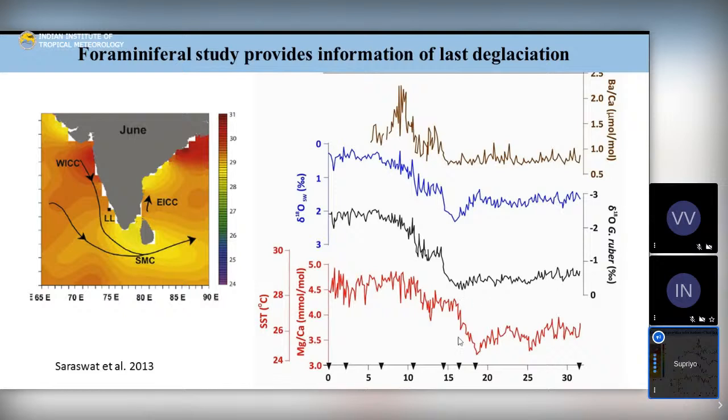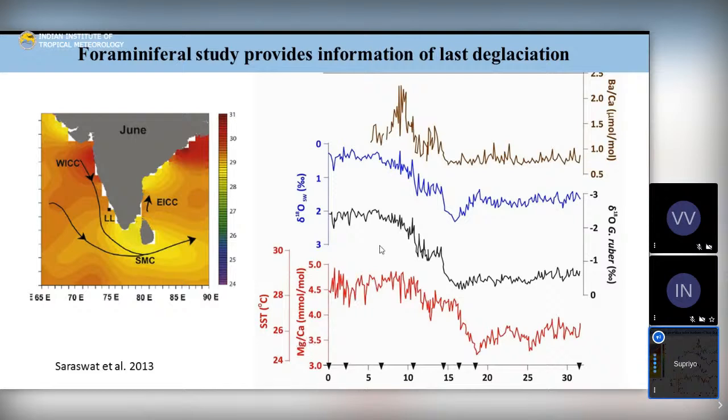Delta 18O minimum was achieved at about 16,000 years. So there is a lag of roughly 2,000 years. And this is also seen to some extent in barium calcium measurements. So the difference in timing arises because of their sensitivity, since the sensitivity of delta 18O is not exactly the same as the sensitivity of the trace metal analysis.